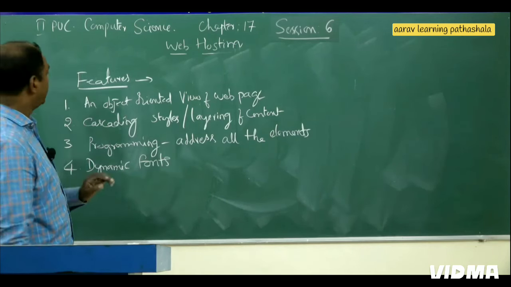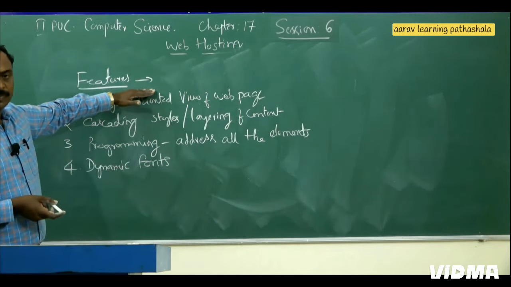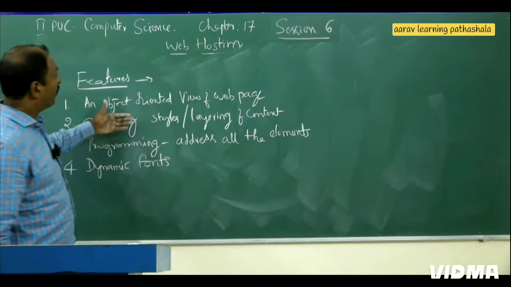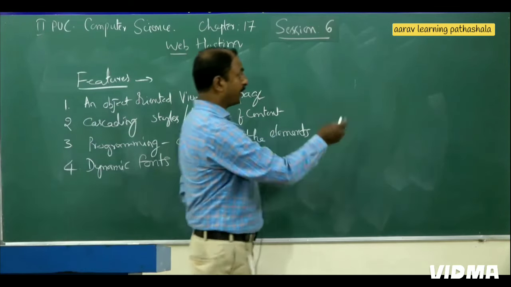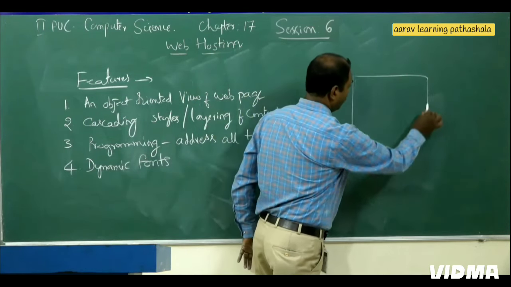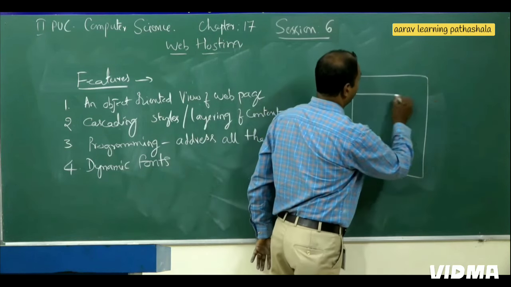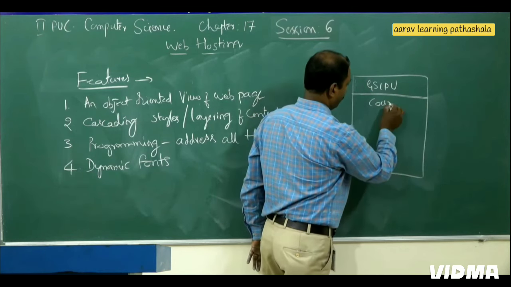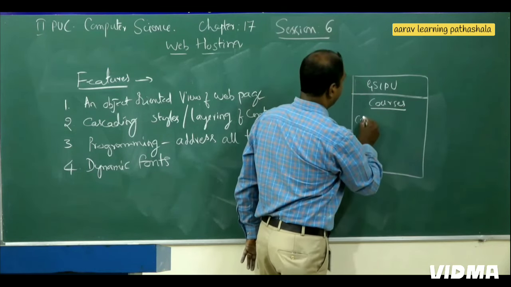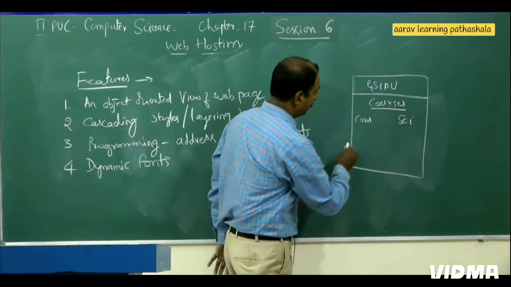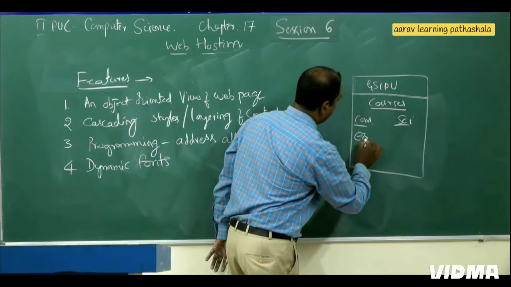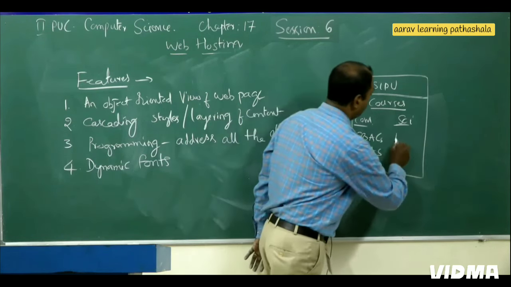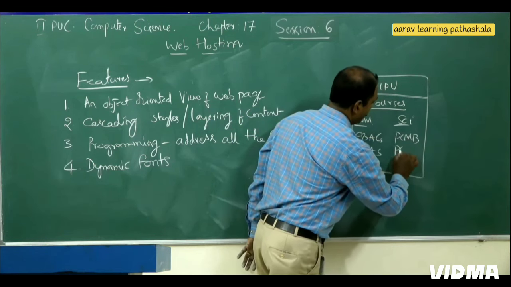Now let us look into this one by one. Students, a website developed with the help of DHTML has the following features. What is the meaning of that? Take a simple example of any website with the following features. Suppose I am writing here JSIP as a heading. Under that we have courses, say commerce, science. Under this we have EBACS, EBAS, and here PCMB, PCMC.